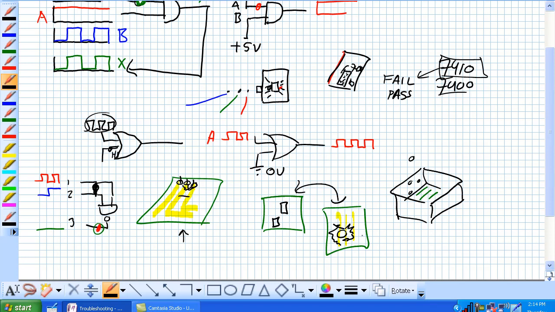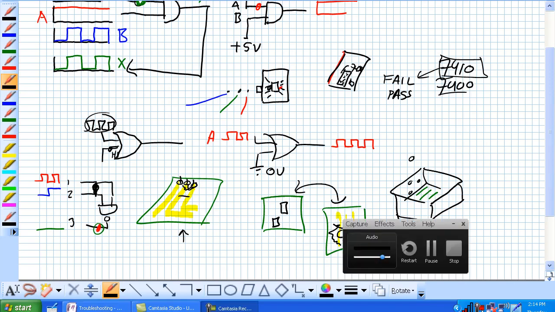Yeah, the side that you're looking at might be good, but the other side may not be so good. Okay, let us talk about programmable logic devices.